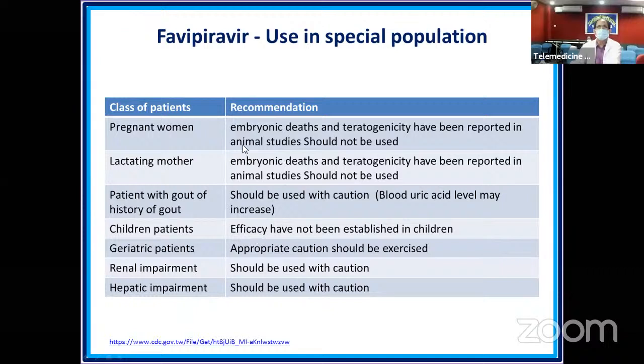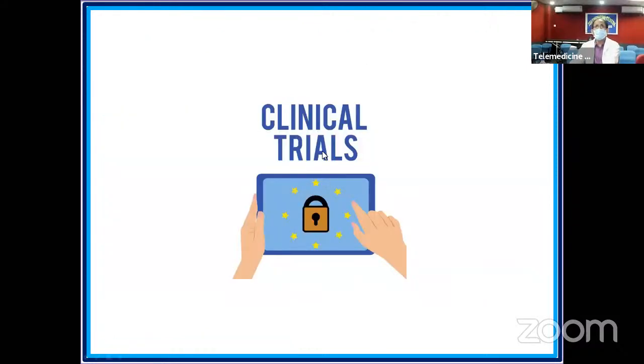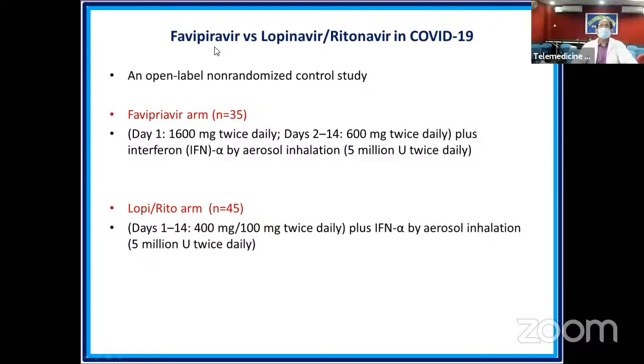So favipiravir has some contraindications, and the major drawbacks are its cost, availability, and the amount of tablets the person has to take, and it is given only in mild to moderate or mild diseases where patients practically don't need any treatment. They cure by themselves. So there are some clinical trials: favipiravir versus lopinavir, ritonavir in COVID-19, an open label non-randomized control study. Lopinavir, ritonavir is not being used now. It was used or planned to be used in March and April of 2020.